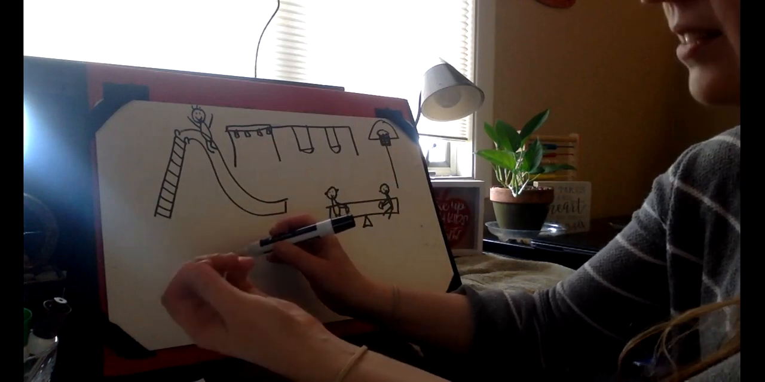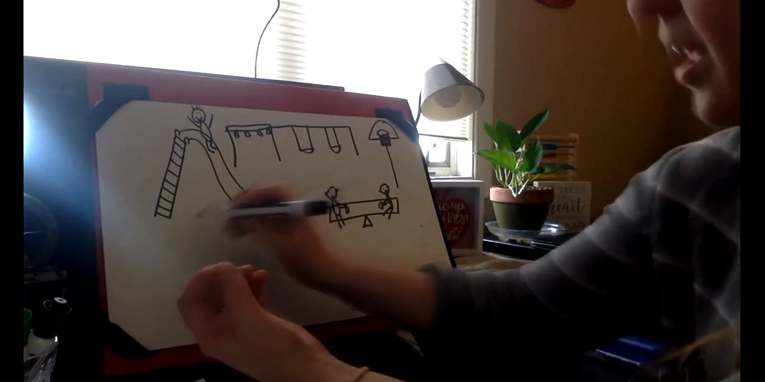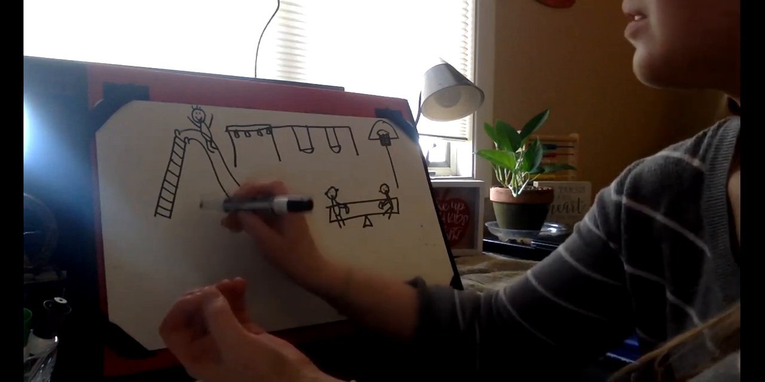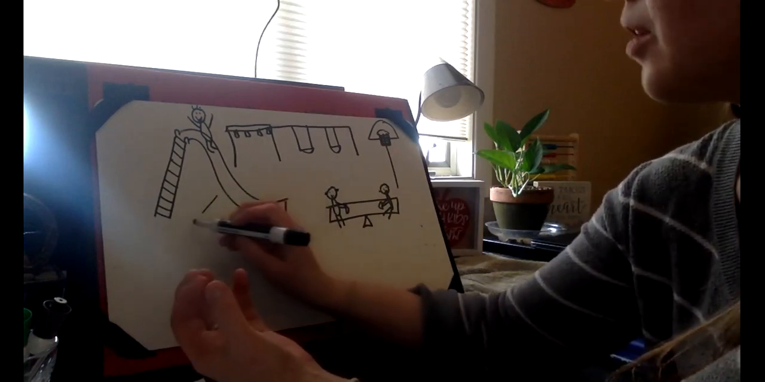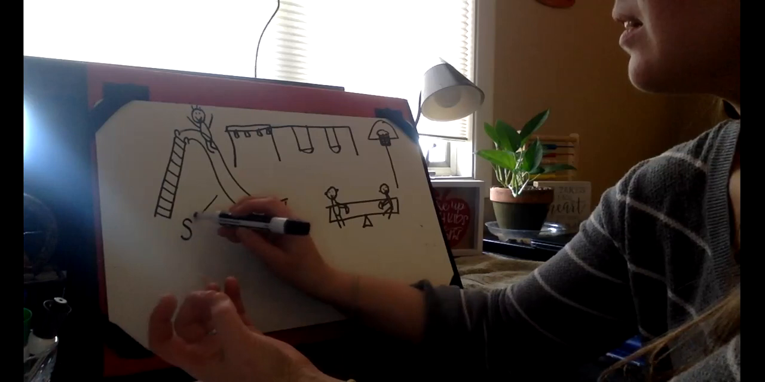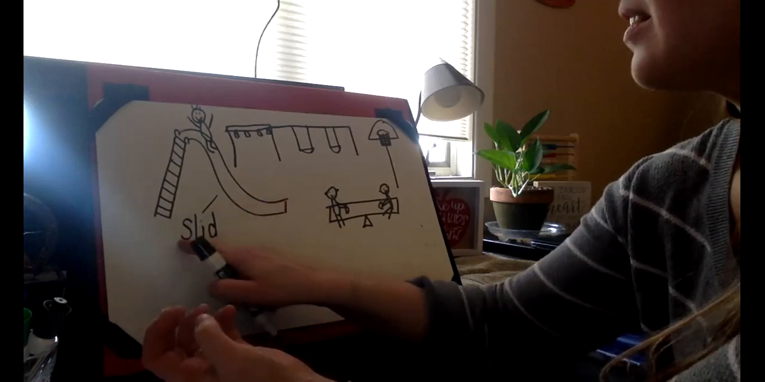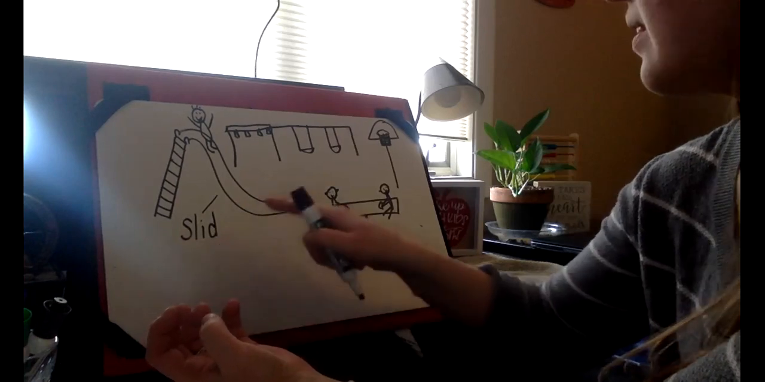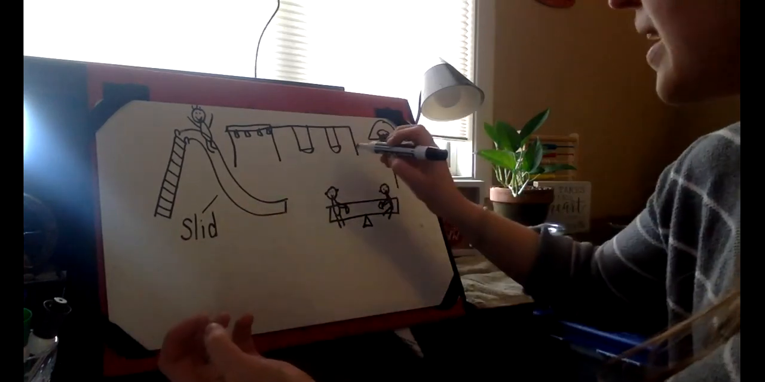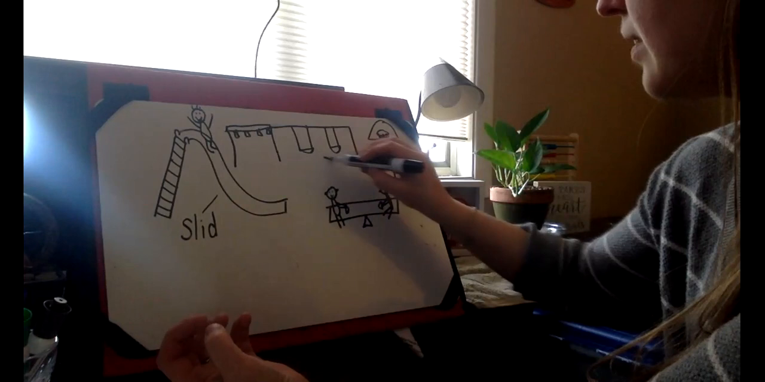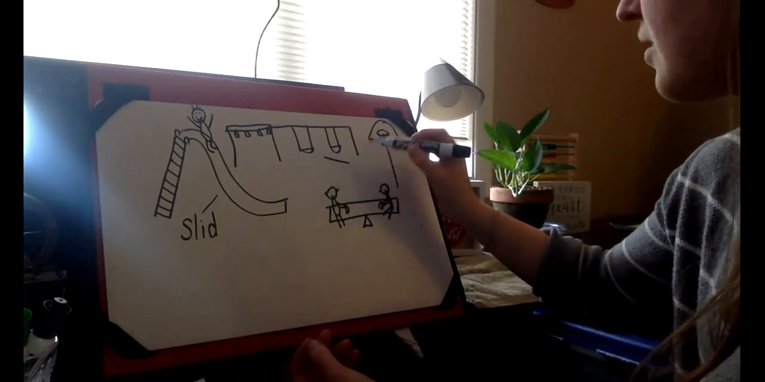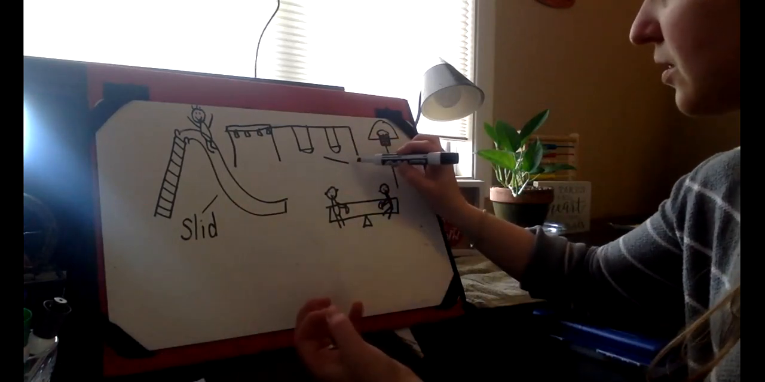S-l-i-d, slide. Okay, I think I'm ready to write those letters I hear. Here we go. S-l-i-d, slide. Next, let's go with the swings. I'm gonna draw a line and we're ready to do swings.